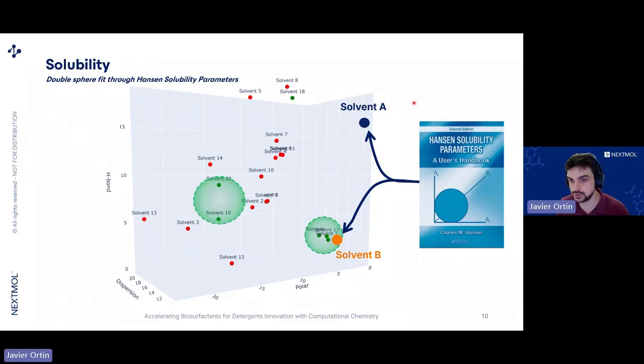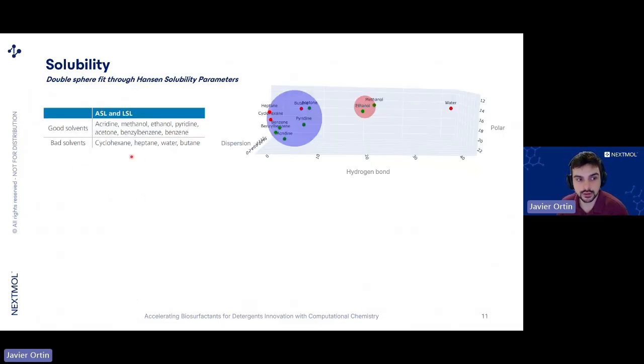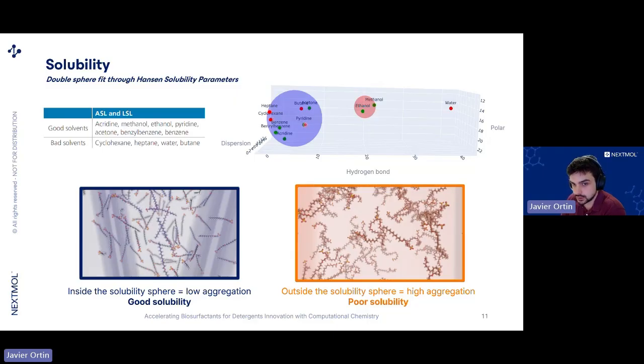So we applied this procedure to our innovative surfactants, the acidic sophorolipid and the lactonic sophorolipid. Here you can see the list of good and bad solvents, and this allowed us to obtain the two spheres of solubility. Just as a reminder, the green points correspond to simulations in which we observed low aggregation, meaning that this is a good solvent for our surfactants. And on the contrary, the red points correspond to simulations in which we observed high aggregation and thus poor solubility.